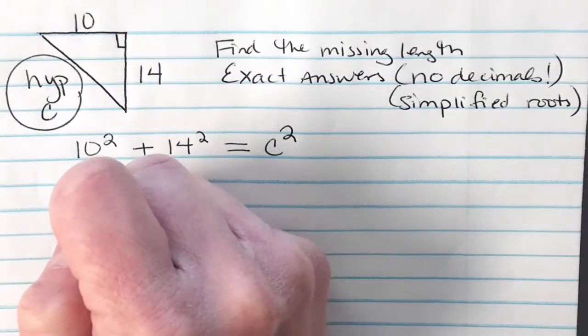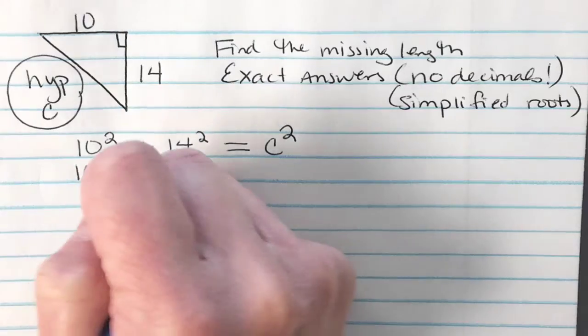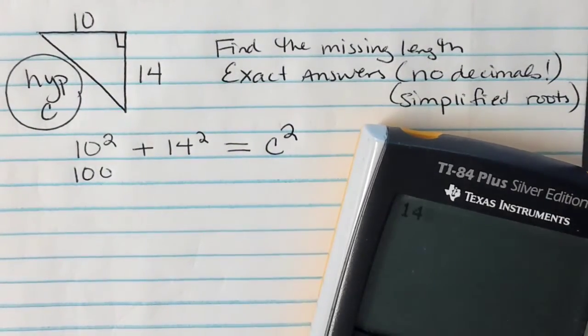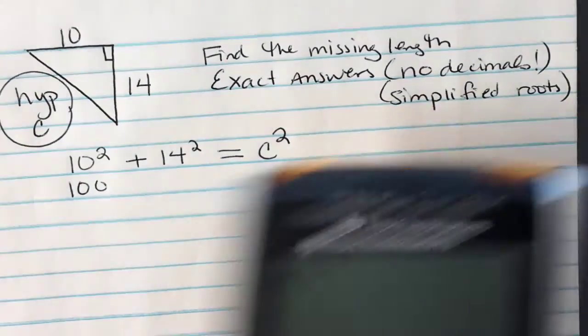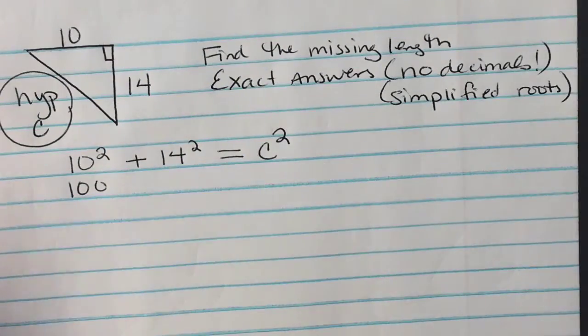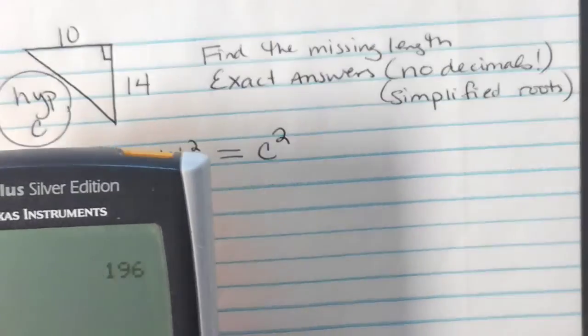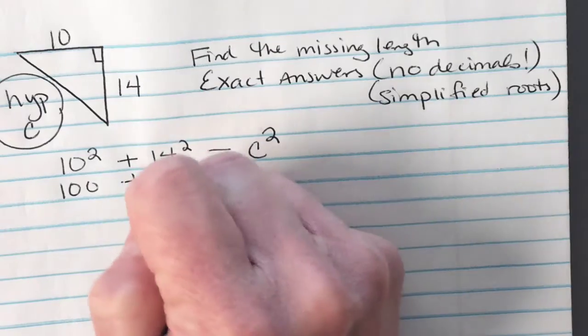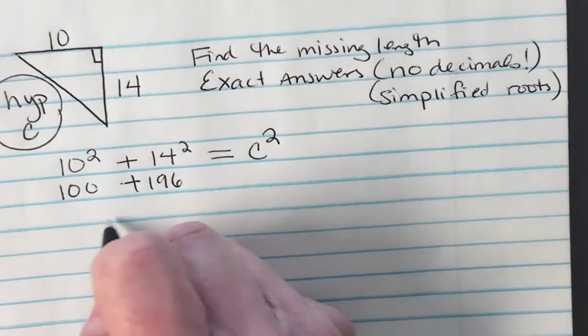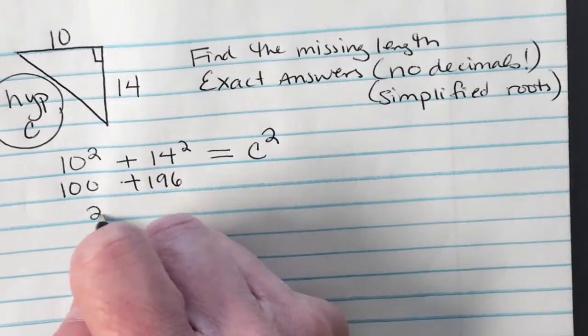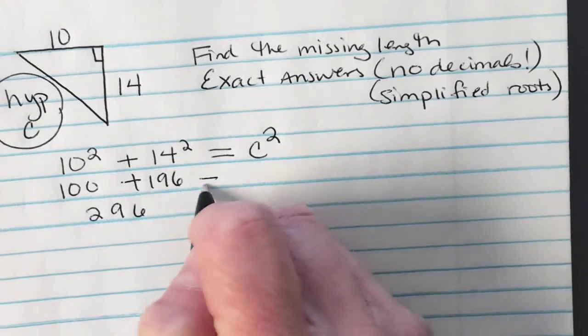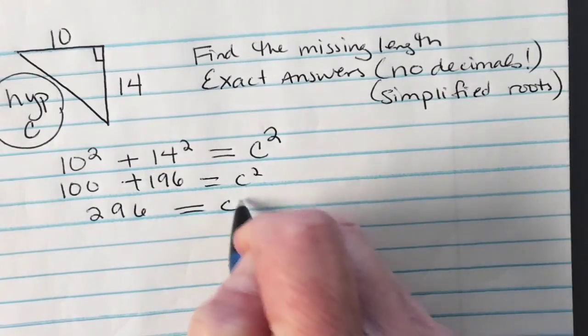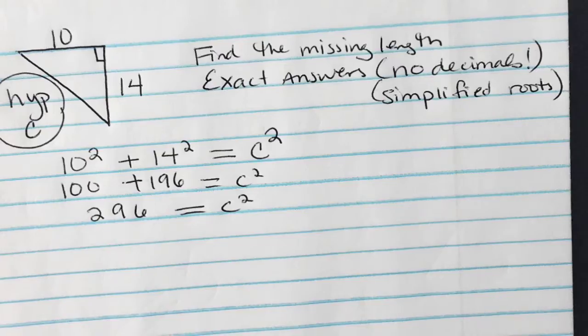I'm guessing you know 10 squared. 10 times 10 is 100. 14 squared is 196. Hopefully we can see that on the calculator. So 100 plus 196, that's 296. And that's equal to c squared.